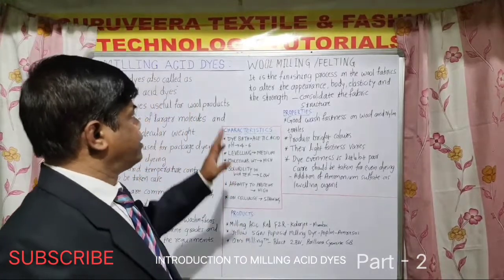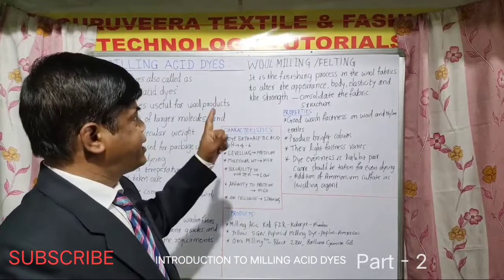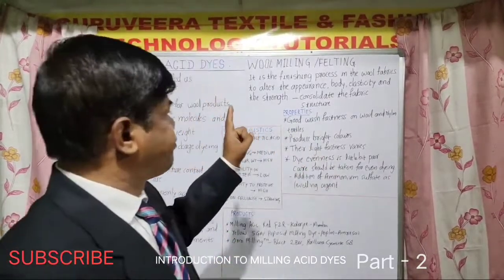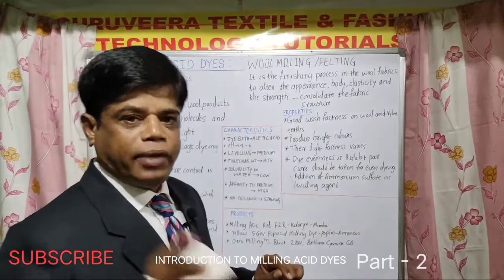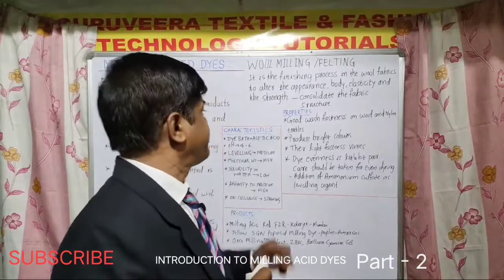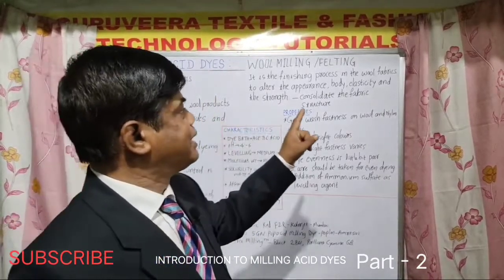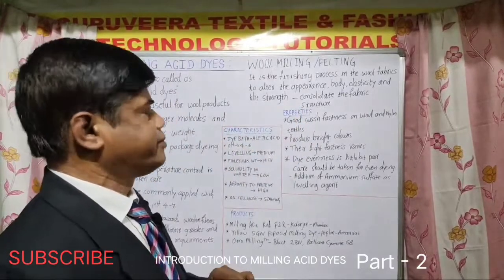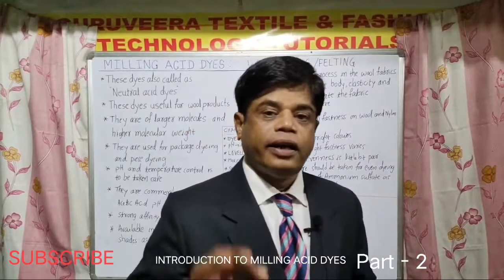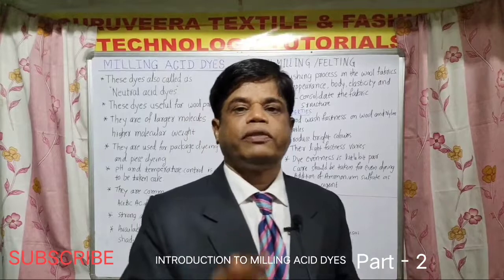Now I am telling you the definition of milling, or felting. It is a finishing process. Milling is the finishing process in wool fabrics, used to alter the appearance, body, elasticity and the strength. So when the fabric is to be finished, milling is used. Milling is a process used for finishing.